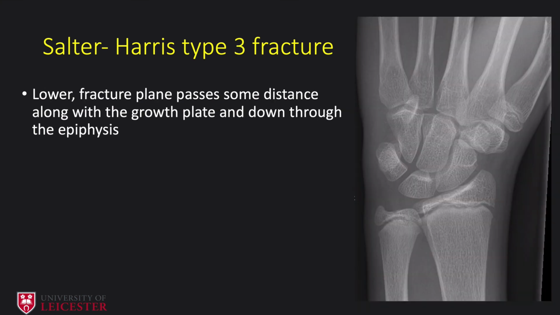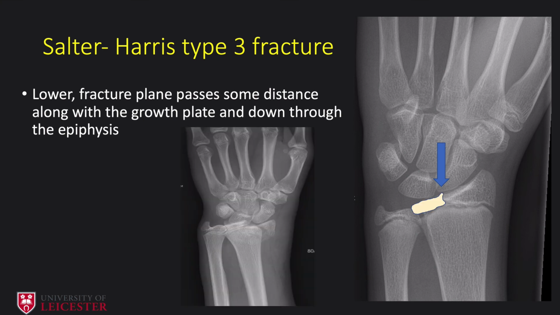Type 3, where the fracture plane passes through the growth plate to involve the epiphysis, as you can see from this radiograph. Here, another radiograph shows that the fracture plane passes through the physis and epiphysis with some displacement of the epiphyseal fragment.